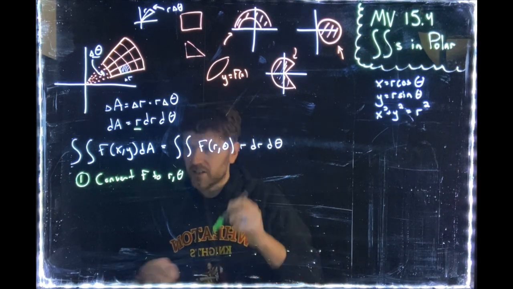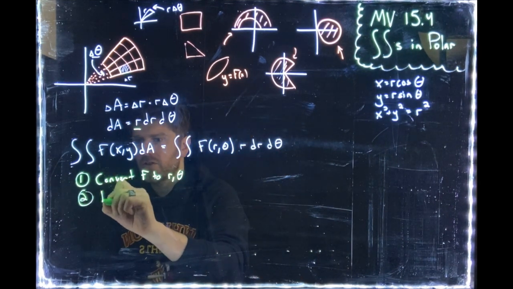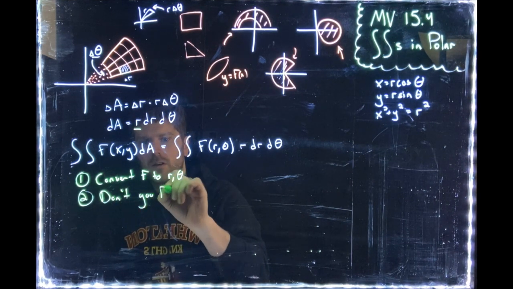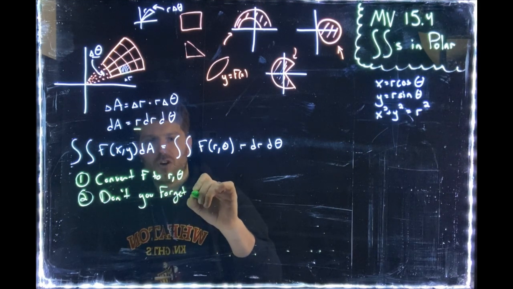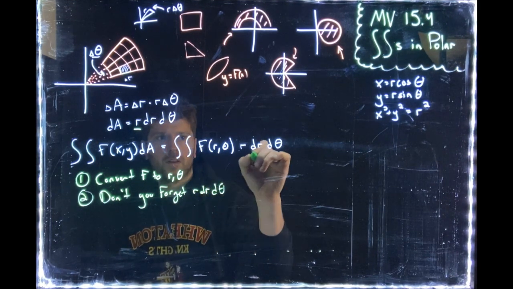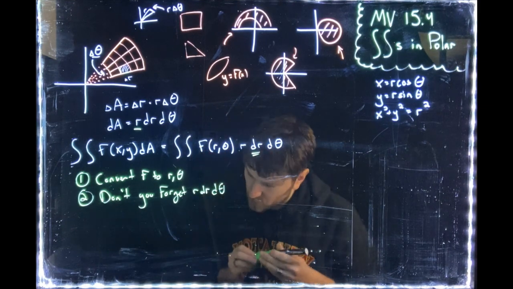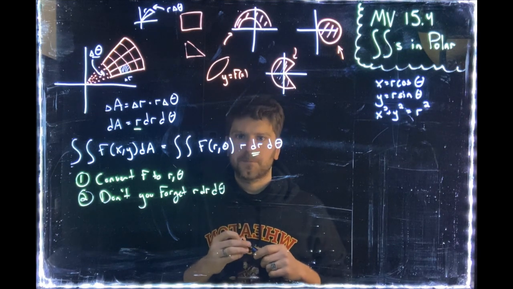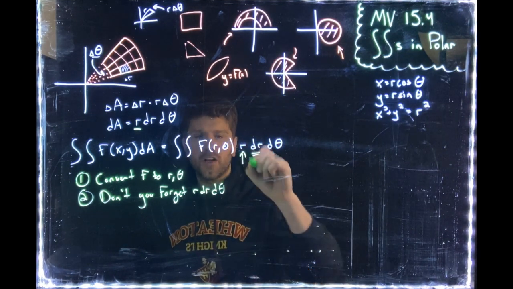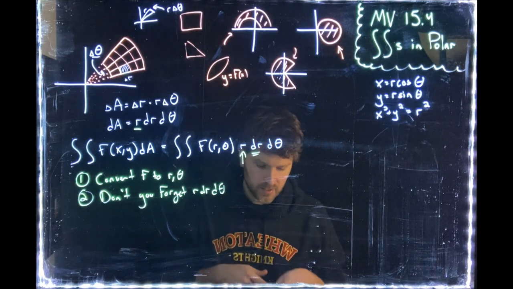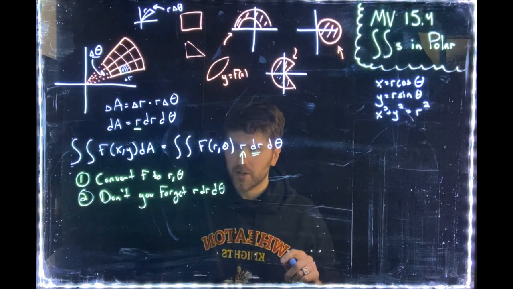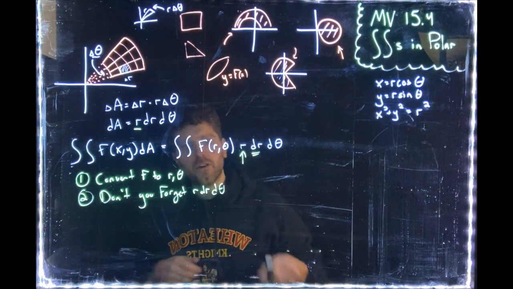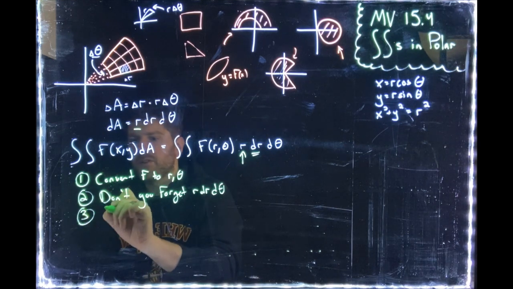The second most important step is, don't you forget r dr d theta. You need to have that extra r in there. You need that extra r in there no matter what else you're doing. That's the cost of doing business in polar coordinates. So it's really, really important that you do that. And then if you've done both of those things, then you get to set up your bounds and evaluate them.